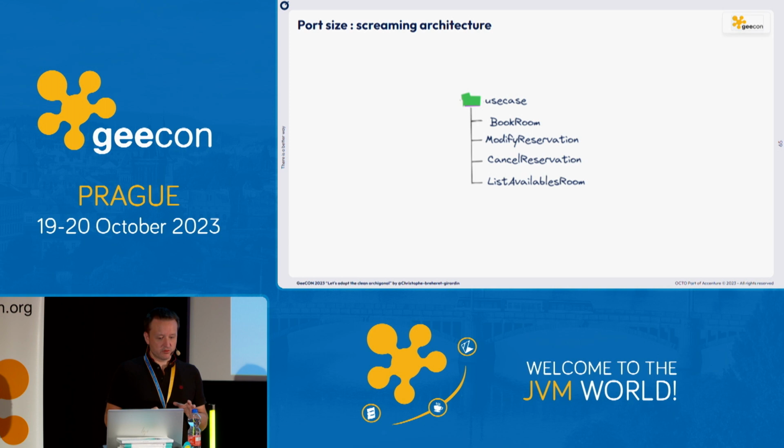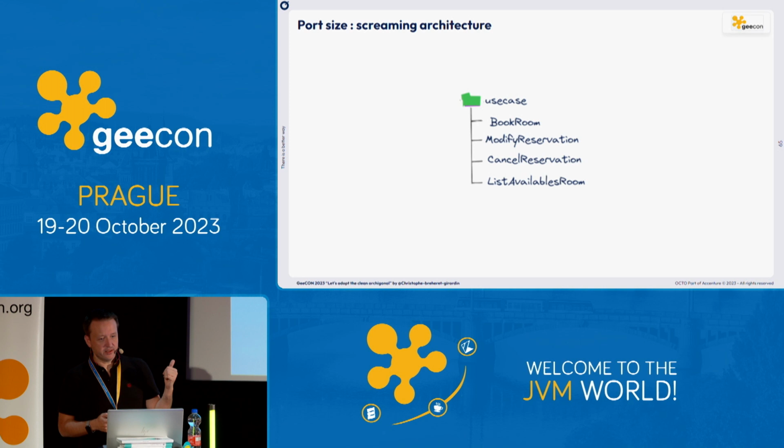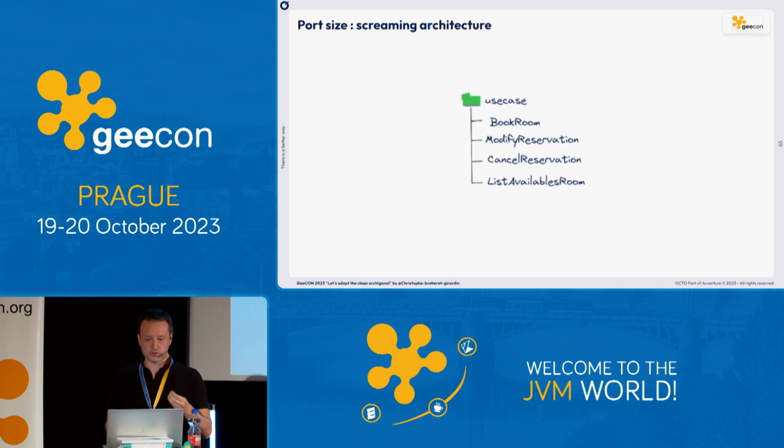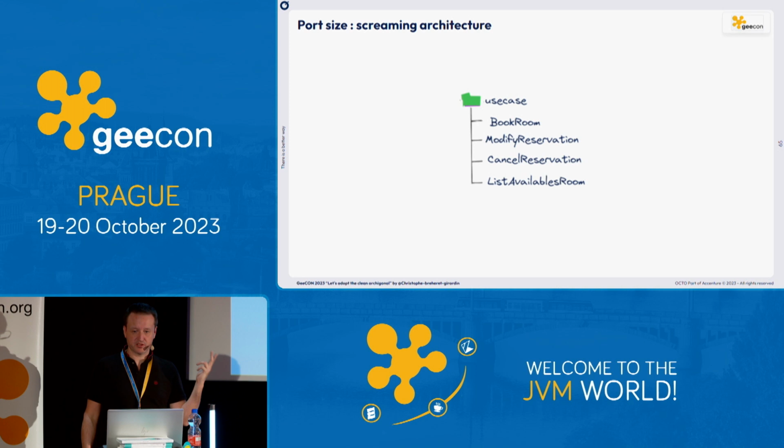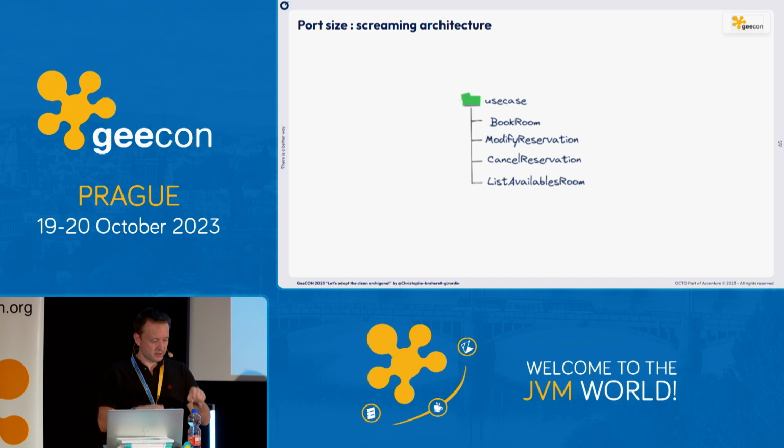In the hexagonal, I said what's the size of the port. Doesn't matter. Here, you have to name the interface to know what it's going to do, and you have only one method. So when you check the package, you know exactly what your context will do. We can book a room, modify reservation, cancel reservation, and list available rooms. You don't have to open a class and see whatever it is doing or read a documentation that nobody reads.